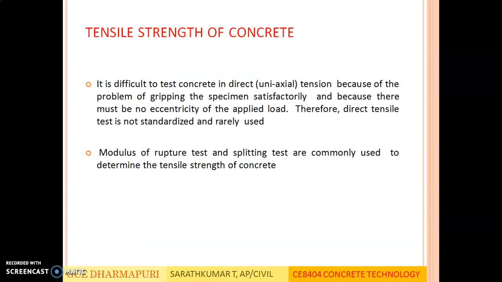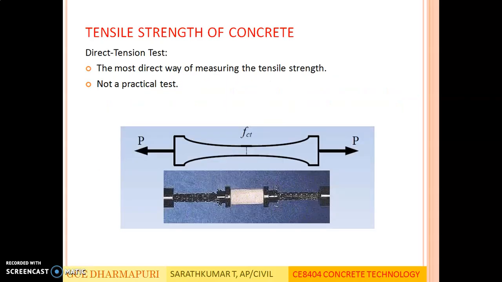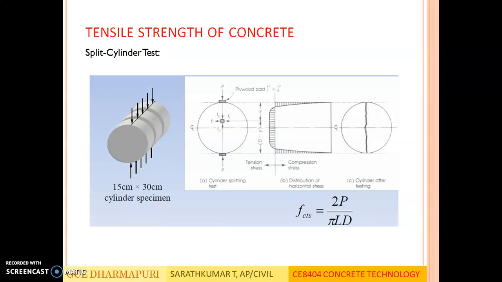It is difficult to test concrete in direct tension because of the problem of gripping the specimen satisfactorily and because there must be no eccentricity of the applied load. Therefore, the direct tensile test is not standardized and is rarely used. Modulus of rupture test and splitting test are commonly used to determine the tensile strength of concrete. So this is the direct tension test, the most direct way of measuring the tensile strength, but not a practically feasible test.